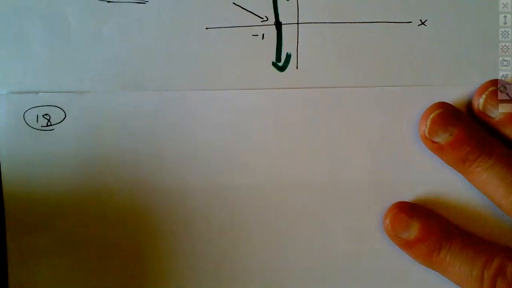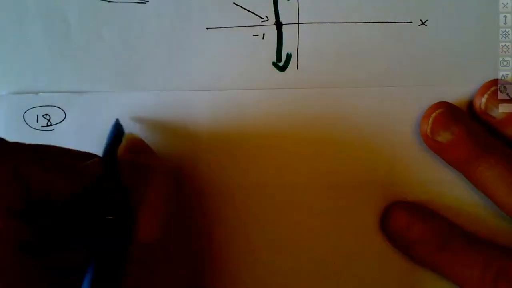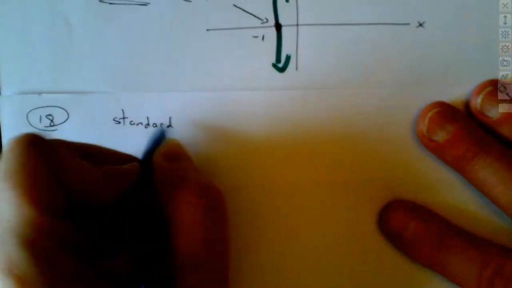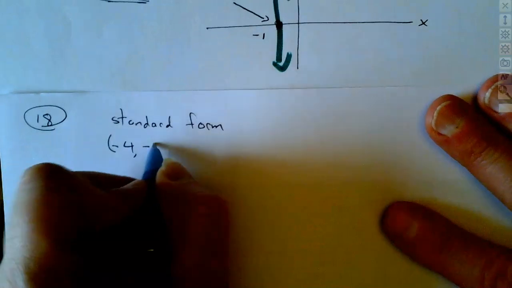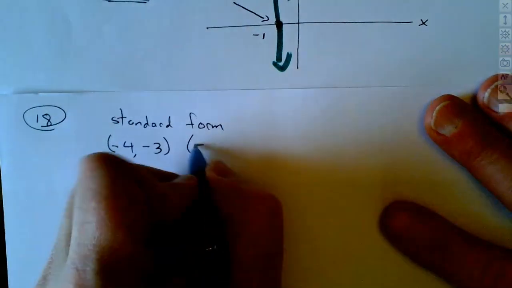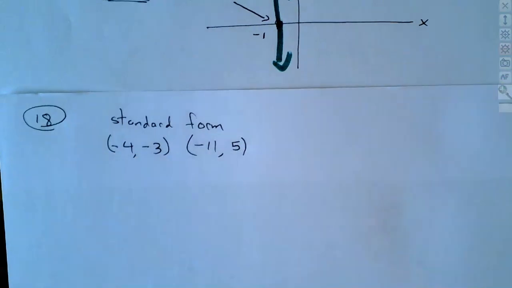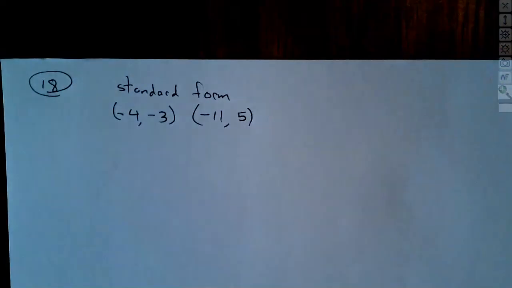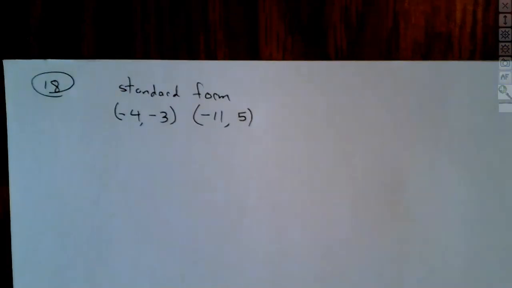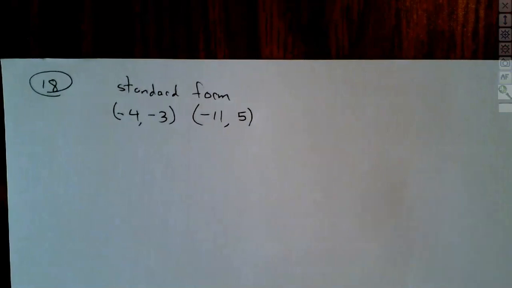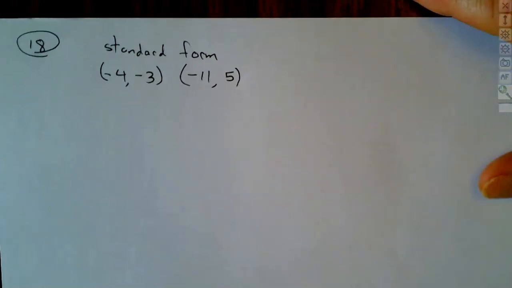The next question requires quite a bit of algebra. And we're going to find the equation of a line, and we want this in standard form. And you're going to be given 2 points. You're going to be given -4, -3, and -11, 5. So we want to find our equation in standard form. And what we're going to do is use our flow chart. And remember that second page of that flow chart. We want to find the equation when you're given 2 points.